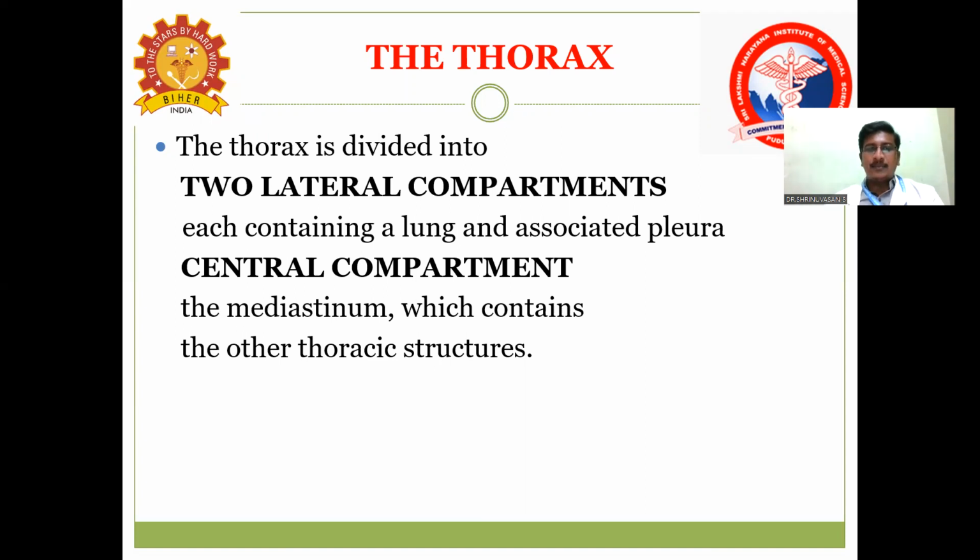And it has a central compartment, which is made up of the mediastinum, which contains the other thoracic structures. So the thorax has 2 lateral compartments and 1 central compartment. The 2 lateral compartments are filled by the lung and associated pleura. The central compartment has all the important vascular structures, that is, the cardiac and major vessels.